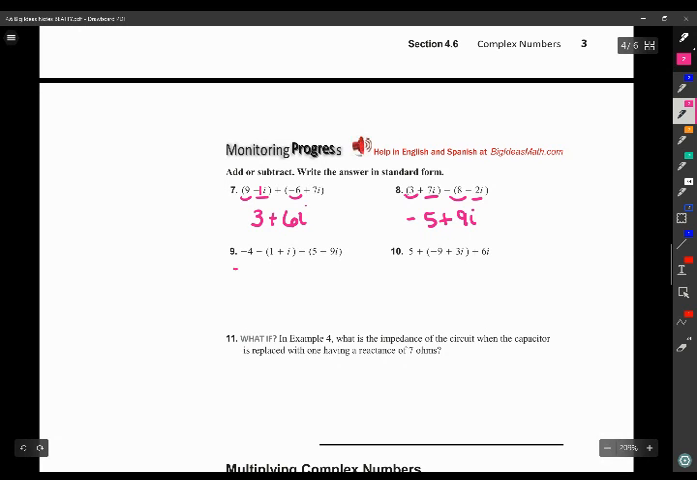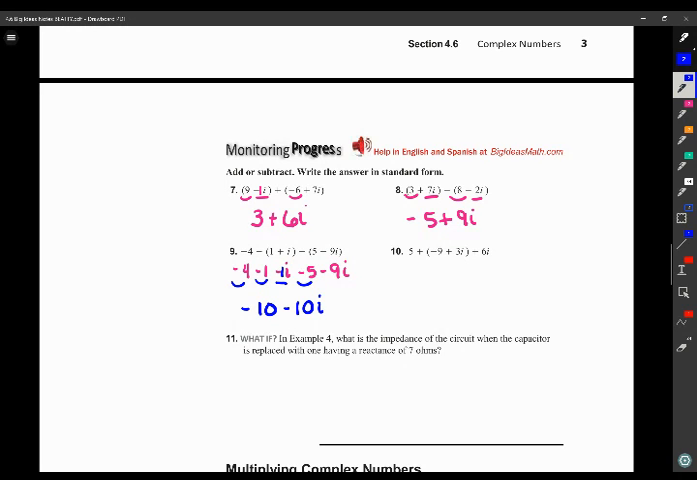Number 9, you want to distribute, so you've got -4 minus 1 minus i, and then -5 minus 9i. And so as you combine regular numbers, you've got -4 minus 1, which is -5, and -5 minus 5 is -10. And then when you look at your imaginary, you've got -1 minus 9, which is -10i.